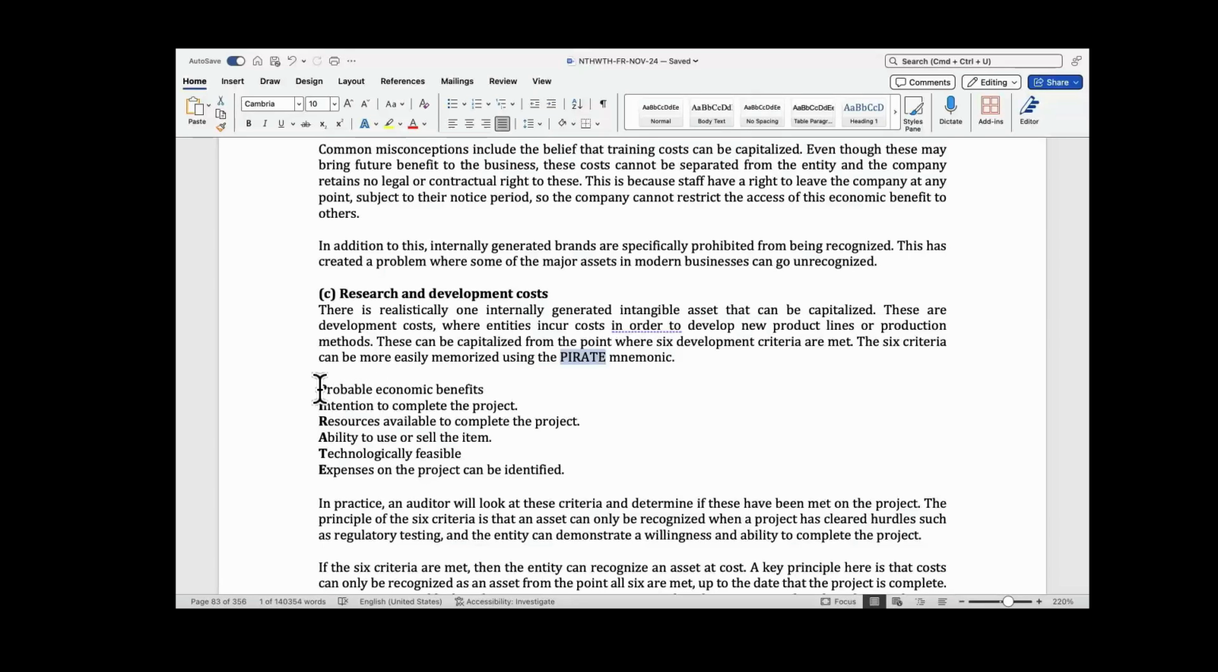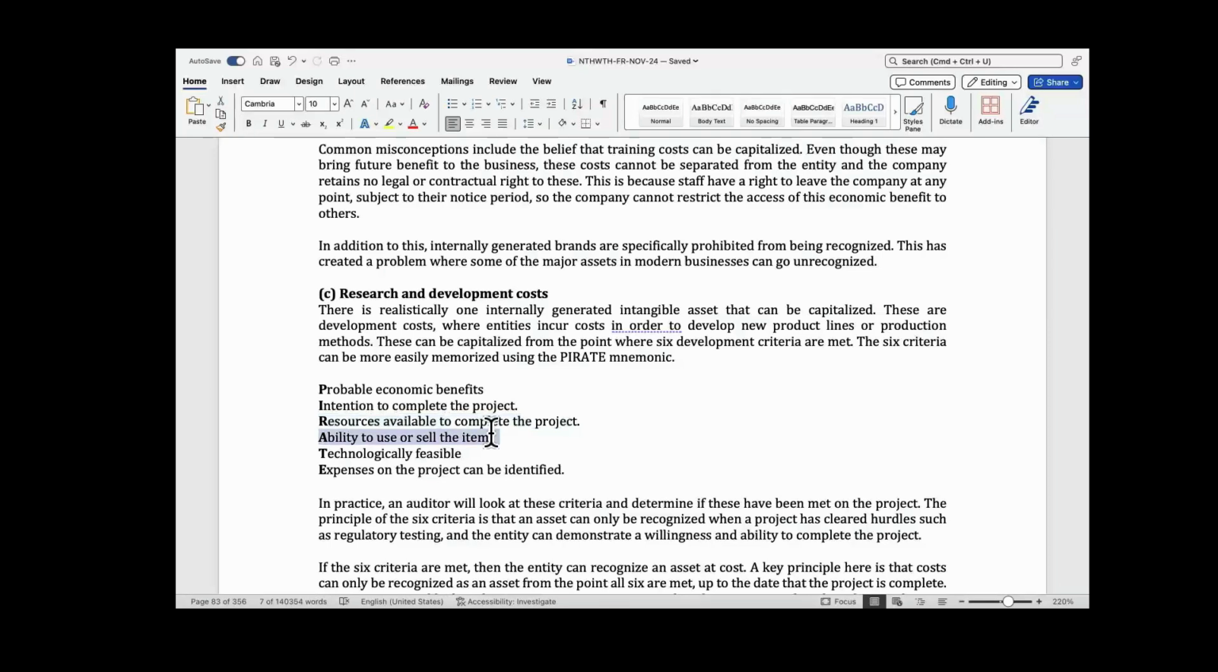The P is: it must be probable that it will generate economic benefit. Number 2, the I, is intention to complete the project. The entity must have the intention to complete the project. The R is resources: resources must be available to complete the project. The A is ability to use or sell the item. Ability to use or sell.